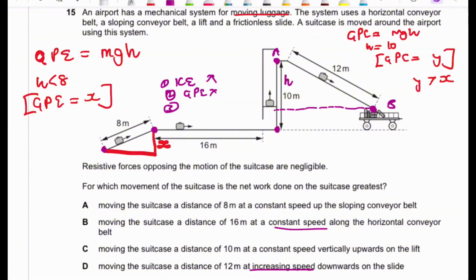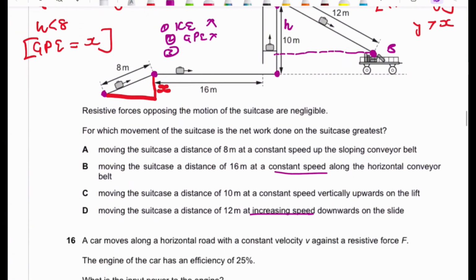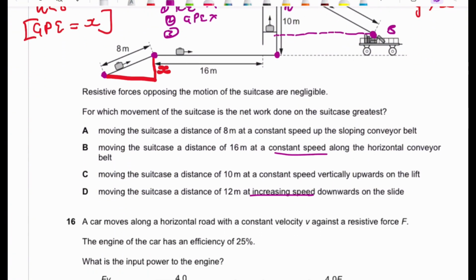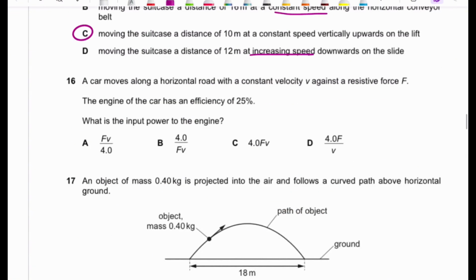So the highest gravitational potential energy that we have is when it's moving the suitcase a distance of 10 meters vertically up on the left. So the answer will be C. Very important.